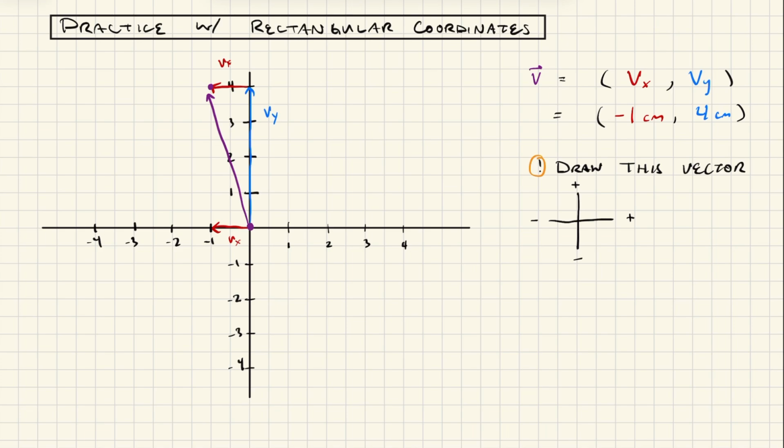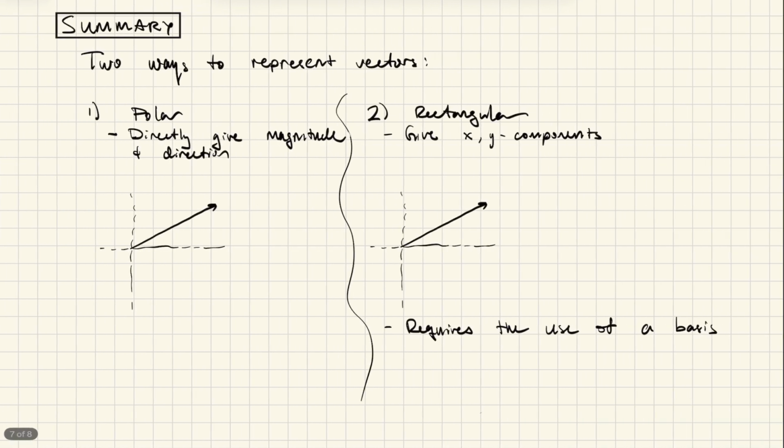Okay, that's really all I have for this video. And so as usual, let's summarize really quick what we talked about. We found out that there are two ways to represent vectors. The first one is a polar representation, in which we directly express the vector by telling you what the magnitude and direction are.